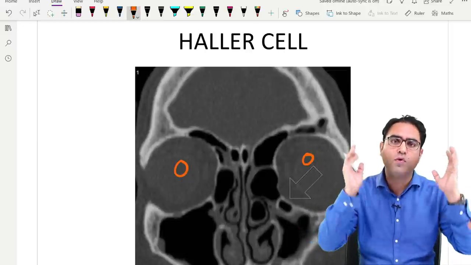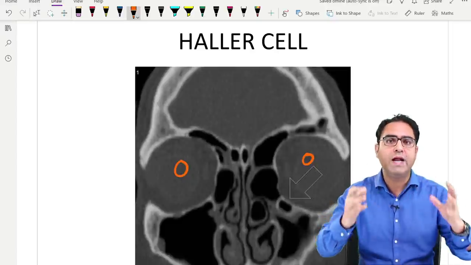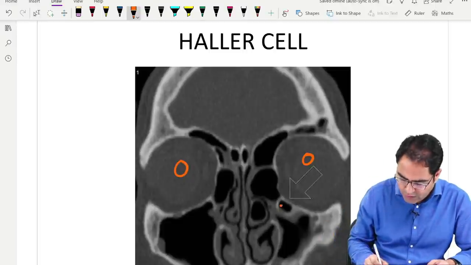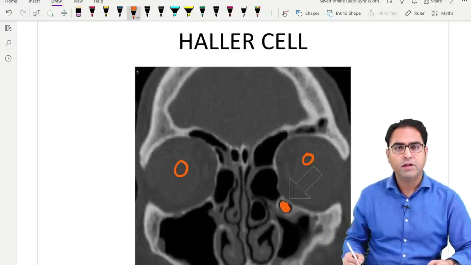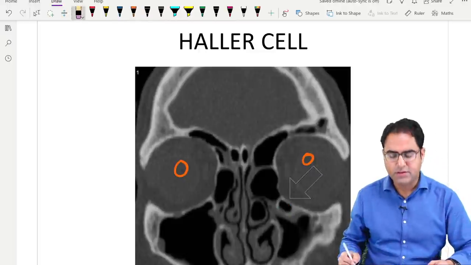Right now, let us focus on revising that. Let us revise the major points of ENT together as friends do, not faculty and student. Okay, fine. Can you see this cell? Let me label it for you. This orangish cell will be the Haller cell.